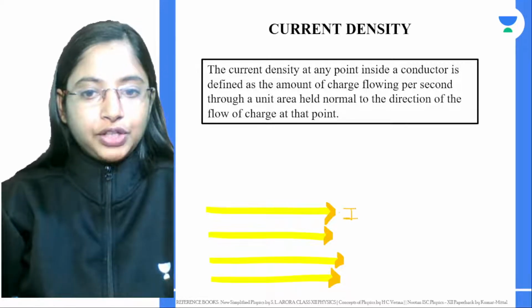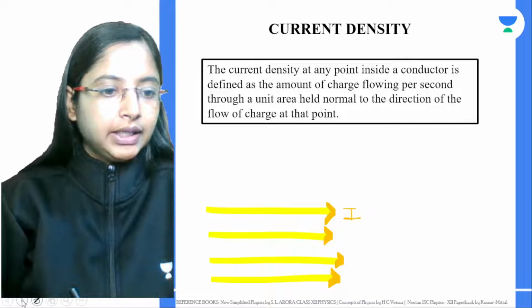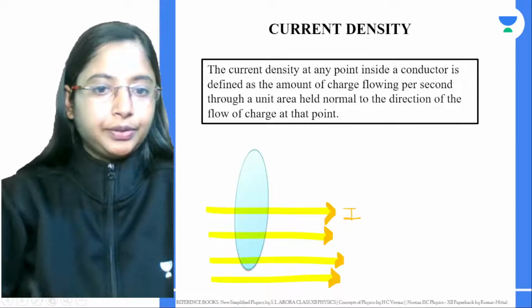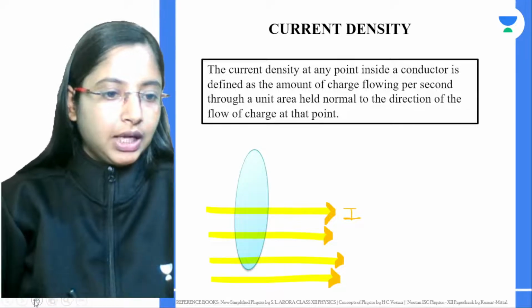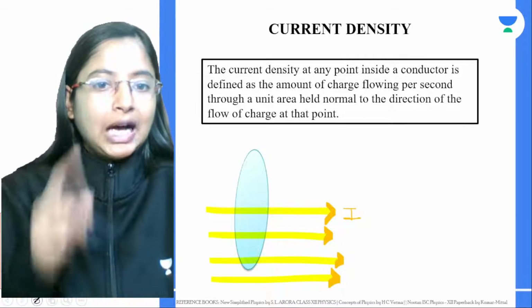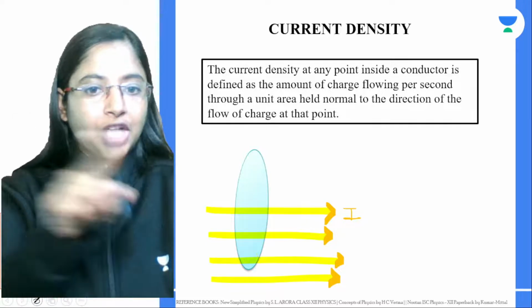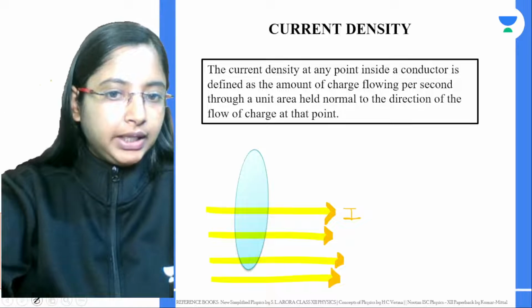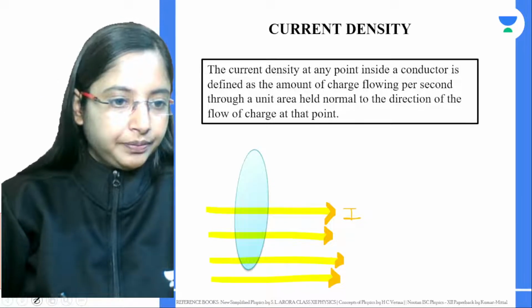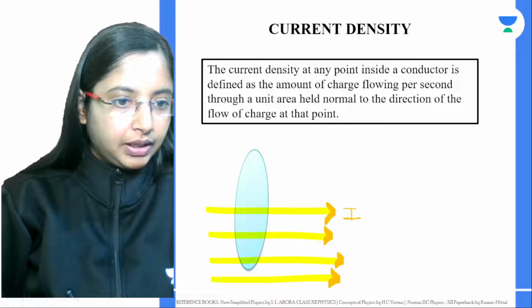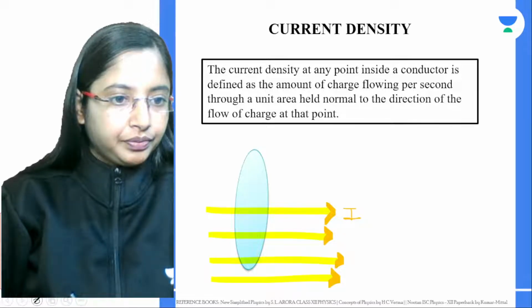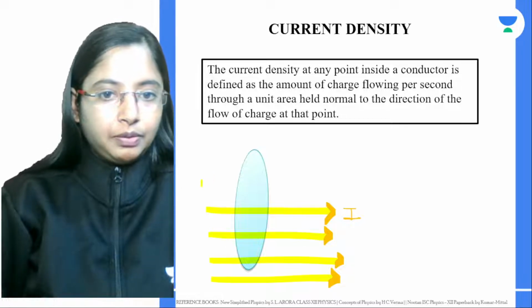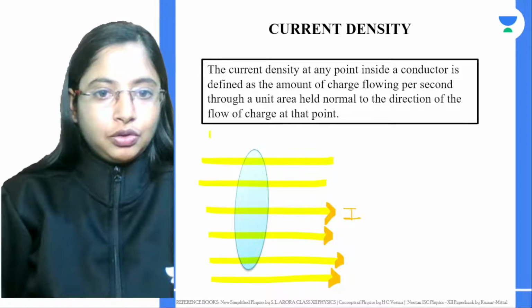Alright, flow of charge per time gives you current I, right? Now if you introduce an area over here, and we want to find out how many charges are passing through that particular area, right? How many charges are passing through this particular area?